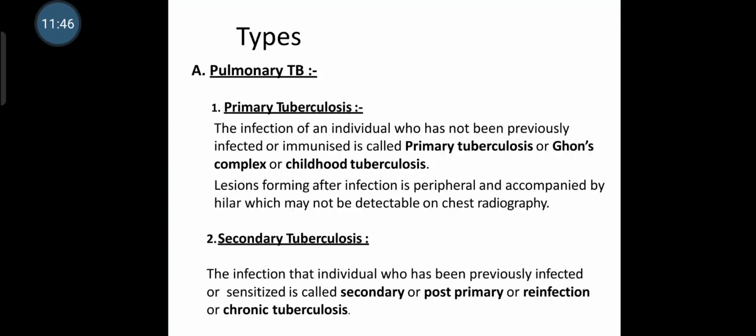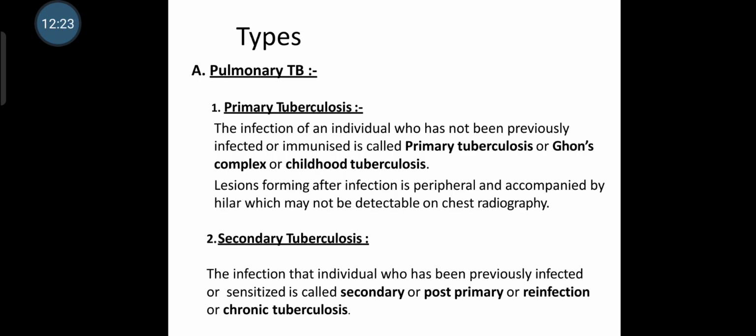Now talking about the types of tuberculosis. Already we have discussed that there are two major types of tuberculosis, primary tuberculosis and secondary tuberculosis. Earlier we saw pulmonary and extrapulmonary. Now, dependent on etiological factors, we have primary and secondary tuberculosis. Primary tuberculosis is when an individual who has not been previously infected or immunized gets tuberculosis. It is also known as Ghon complex or childhood tuberculosis.